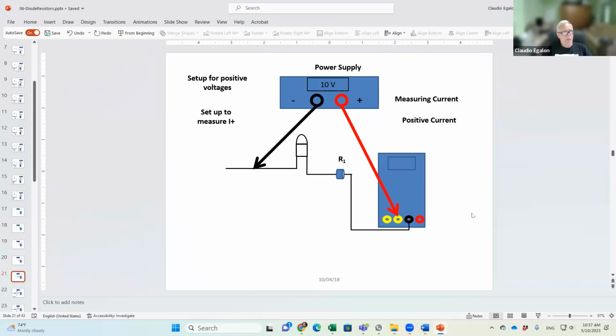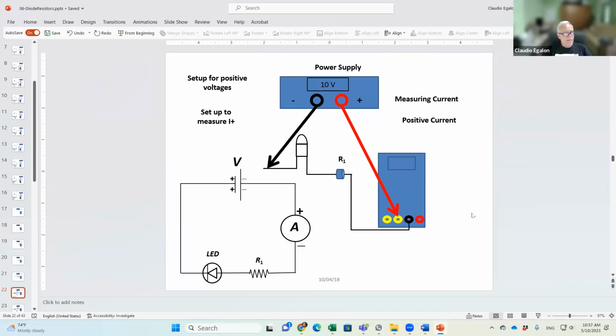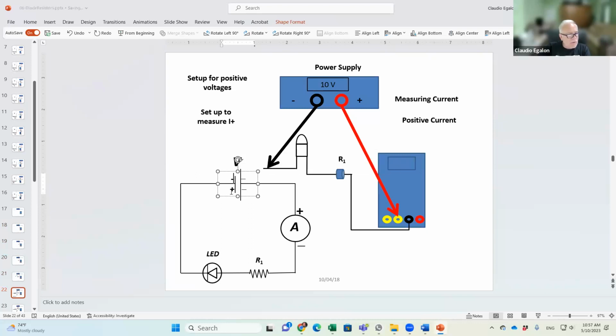Okay, that's how we do it. That's how the diagram looks like. I gotta fix that. It's not positive here. Here is negative. There's many mistakes here. Let's get this fixed. Good.